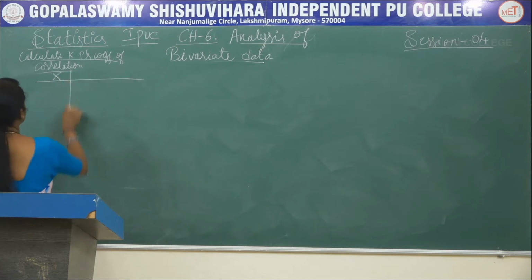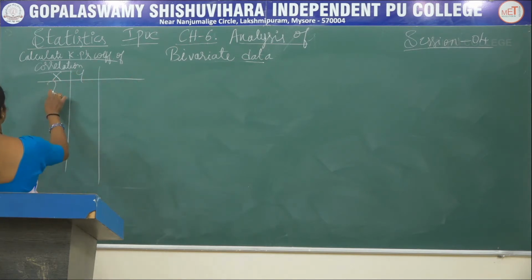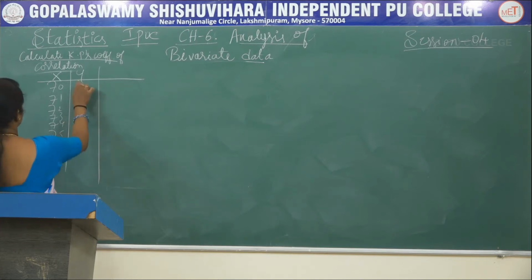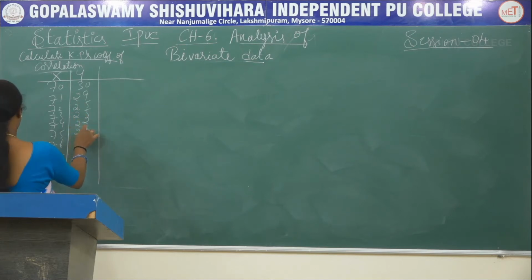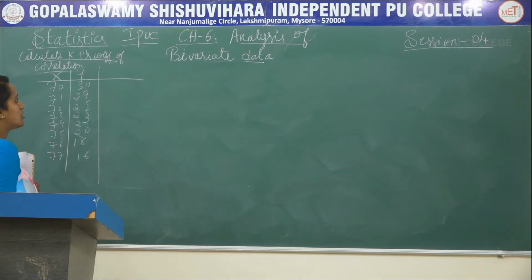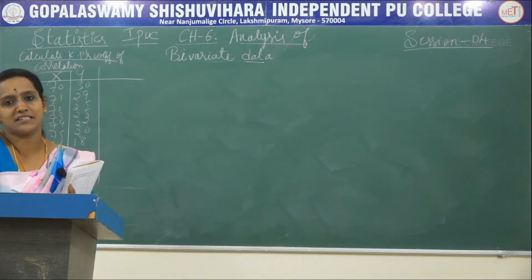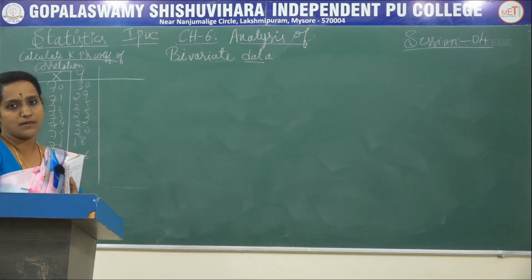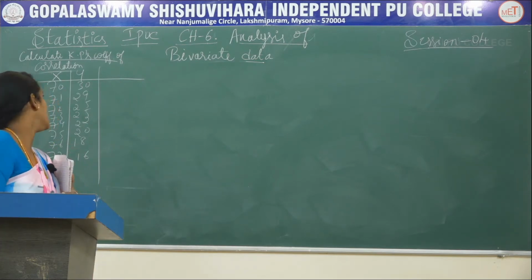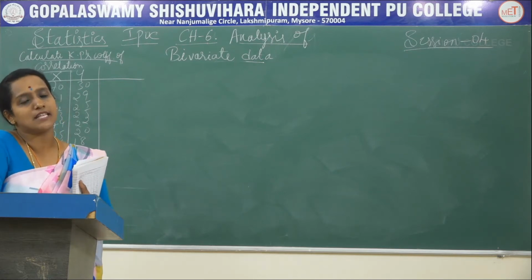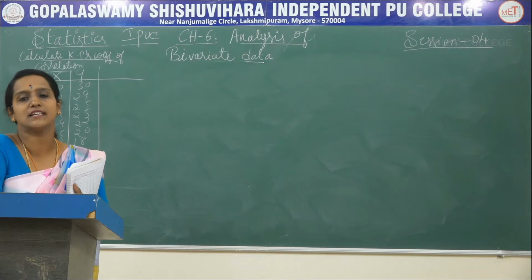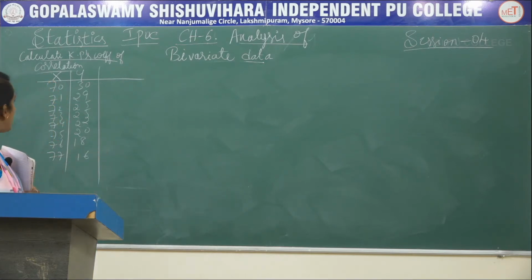This is our next problem. Here also the values are a little bit larger, so we are going for the deviation method. In the last session we took the same problem for our direct method. Here I am considering the same problem to show the answer will be the same for our step deviation method also.